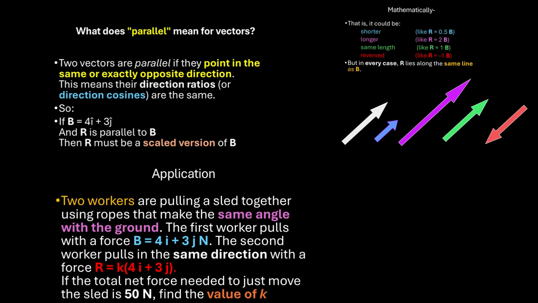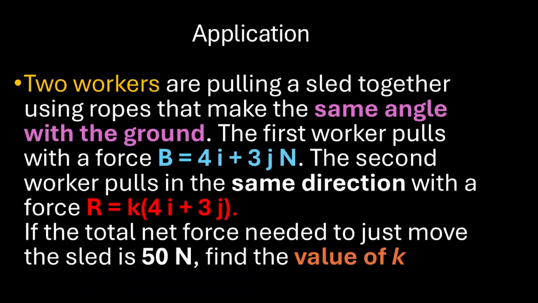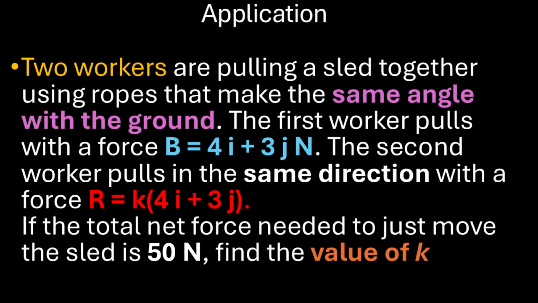Now, before we go into the mathematical part of what it means to be a parallel vector, I have a question for you. Two workers are pulling a sled together using ropes that make the same angle with the ground. The first worker pulls with a force B equal to 4i plus 3j. The second worker pulls in the same direction with a force R equal to K times (4i plus 3j). If the total net force needed to just move the sled is 50 Newton, find the value of K.